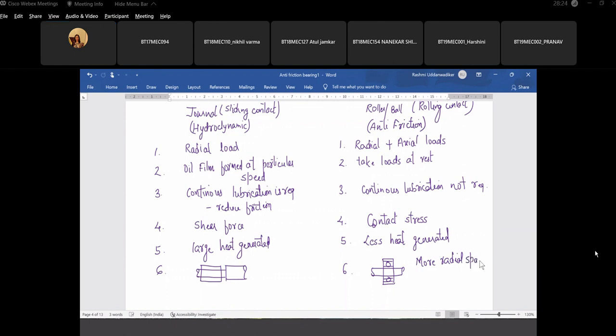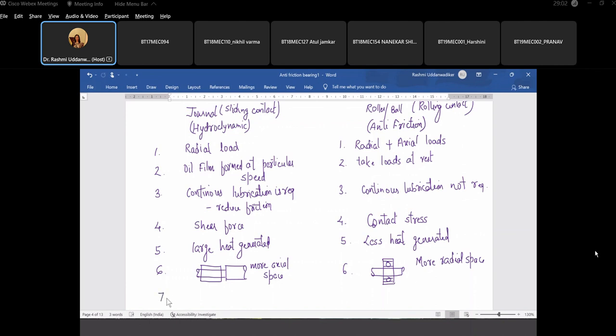Do you agree? Here, more axial space. Along the axis, it is taking more space. We are taking this L by D ratio greater than 1, which means that along the axis, this length is more. So this much space is required. You cannot place a bearing outside the journal in this much small space in case of journal bearing. Whereas here, the space along the radius is more, along the axis is less.